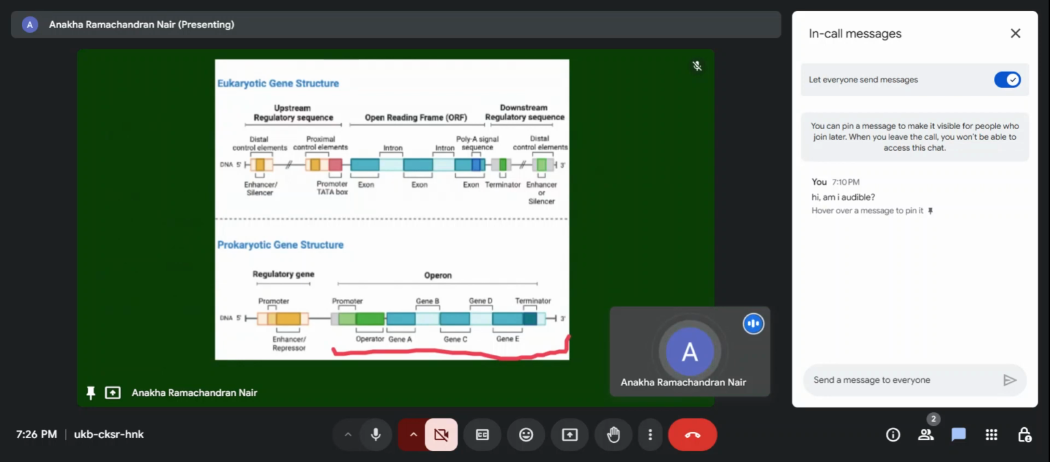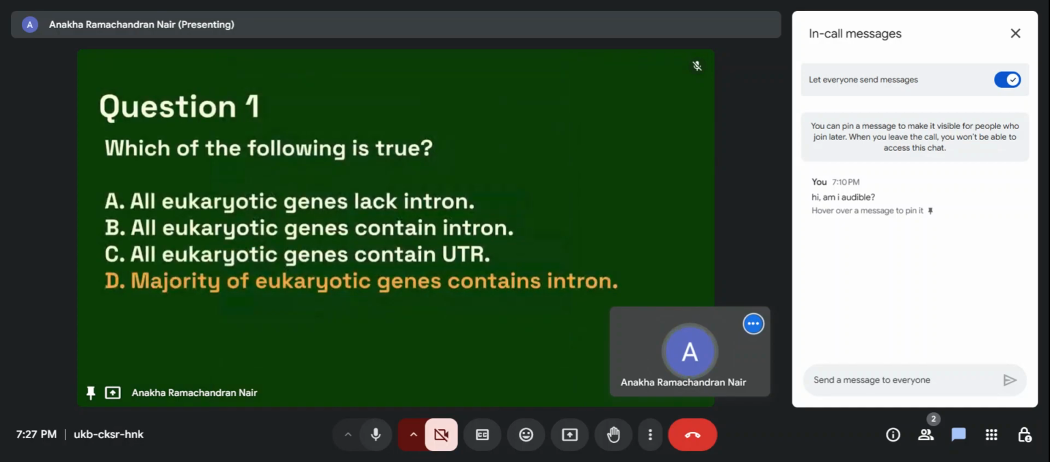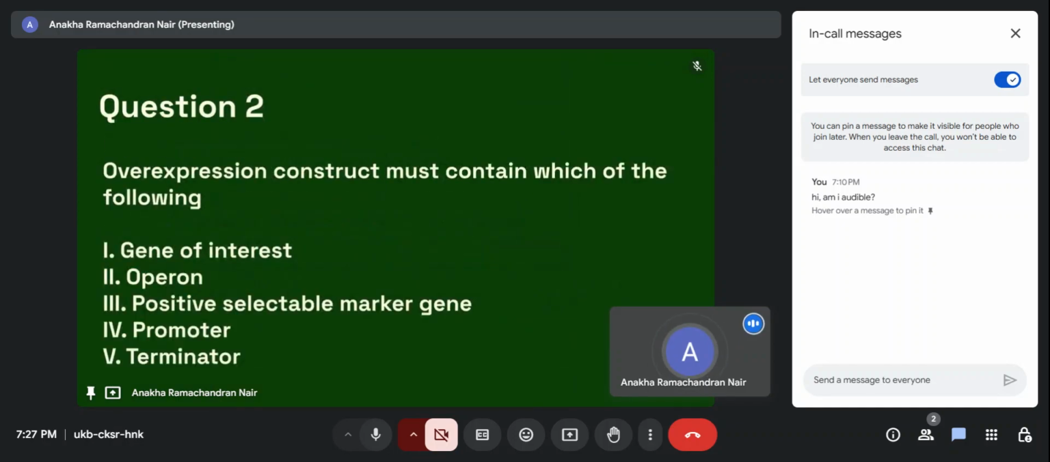These genes are mostly related to each other, or they belong to maybe the same metabolic pathway. These genes are responsible for the production of a single kind of metabolite, right? So their expression is required to be in a coordinated manner. That's why operons exist. Let's go back to the question.